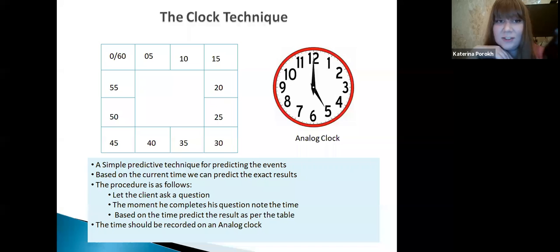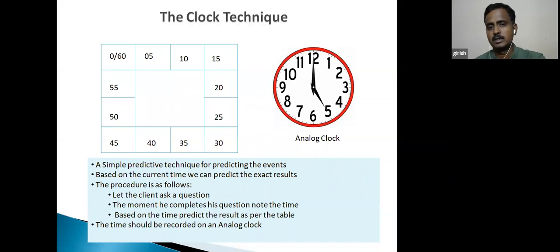Okay, we use the analog clock here to note the time.